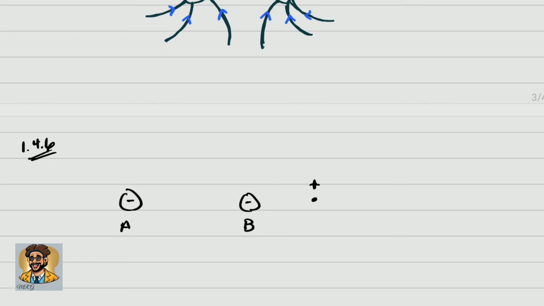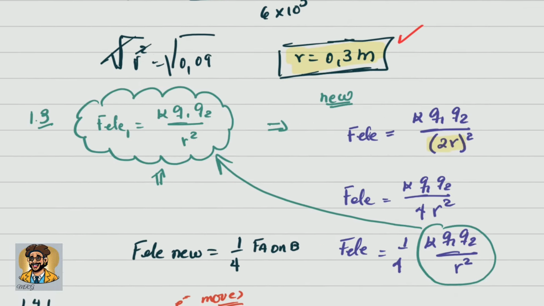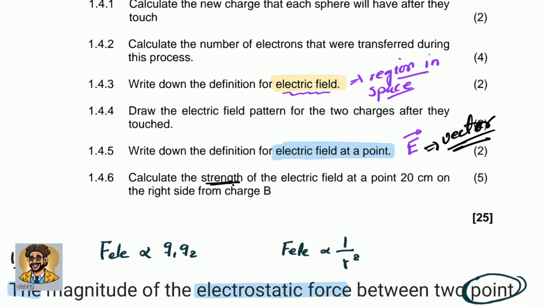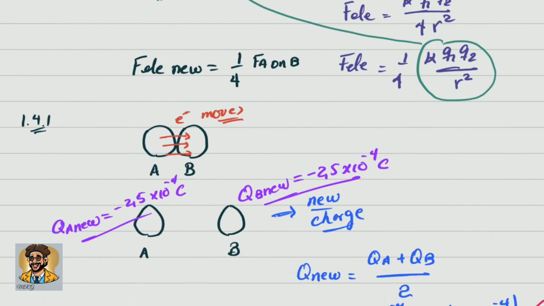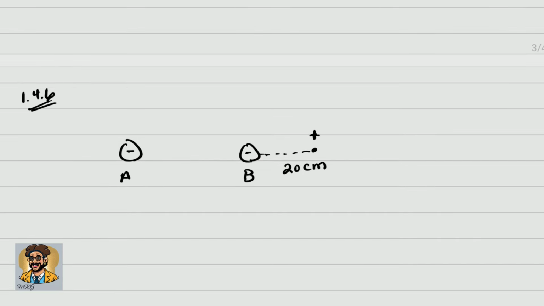They want to know how strong is the electric field at this point, which is going to be 20 centimeters on the right side. Let me see if I'm reading correctly, guys. Let me go back. I did this question: 20 centimeters on the right side of charge B. So yes, I was reading right. 20 centimeters on the right of B.